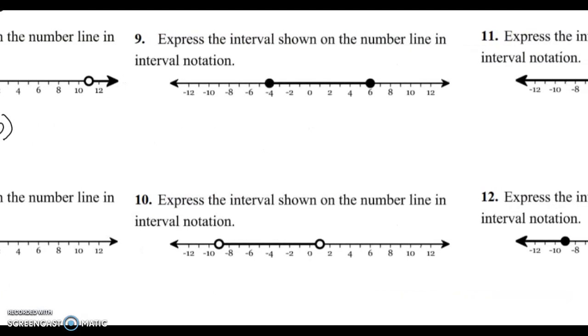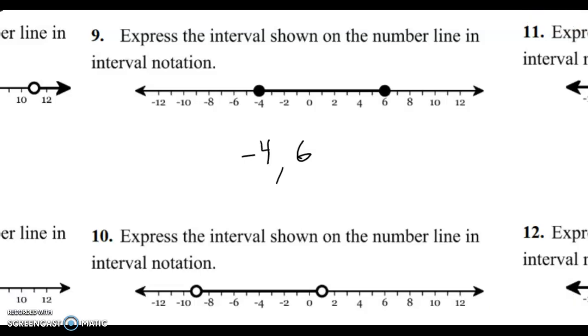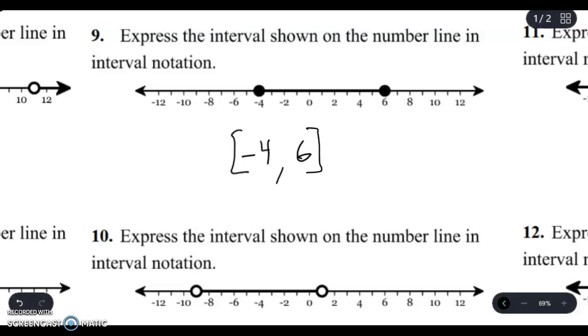All right, number 9. We have negative 4 to positive 6, and this is going inward, right? So you just don't need any infinity signs here. We've got negative 4, comma 6. And since it's closed in, we're going to put brackets. That's it.